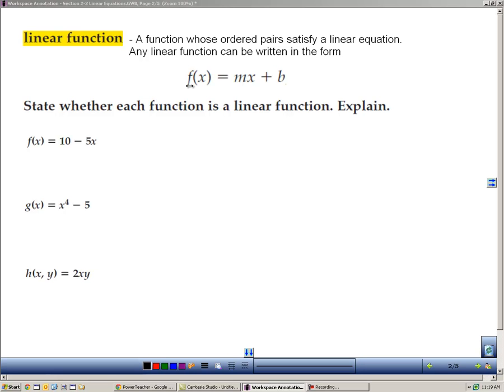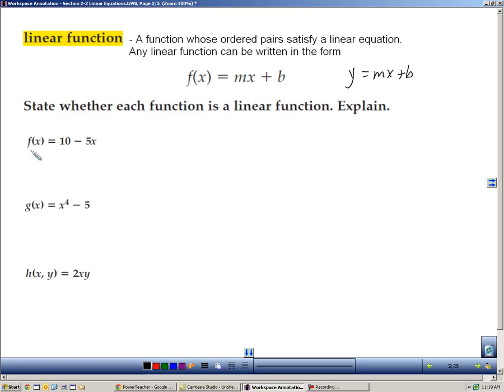Here you have a definition of a linear function. It's the same as a linear equation. It's just written in function notation, and ordered pairs will satisfy it. If you remember, this is slope-intercept form, which we've typically seen as y equals mx plus b. Here we're just writing it in function notation using f of x instead of y. So let's state whether each of these functions is linear or not, and then we can explain.